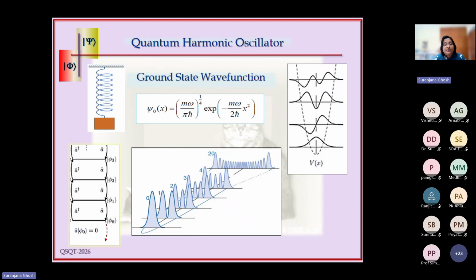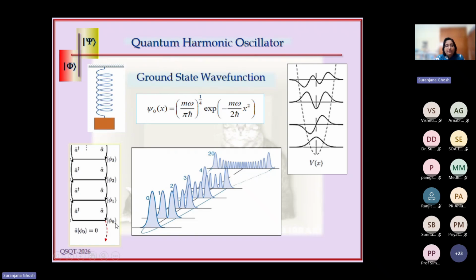Okay, so now let me start with a very simple system, which is the harmonic oscillator. Quantum mechanically, we know that the energy is quantized. So this is the potential, and the energy levels are equidistant. This is the ground state wave function, which looks like a Gaussian here. And these are the excited states. Using the ladder operator, one can get these wave functions.